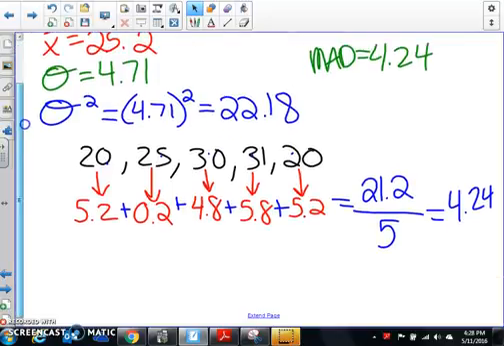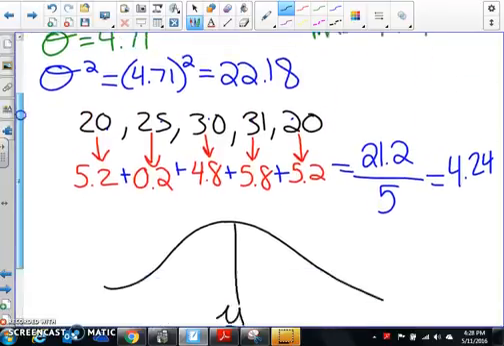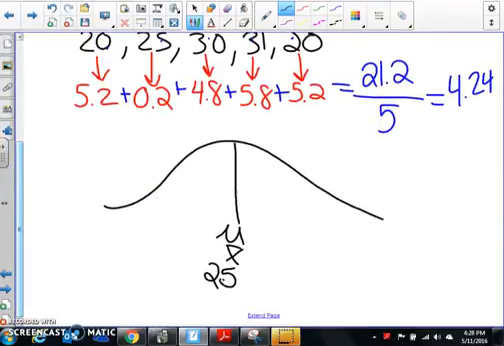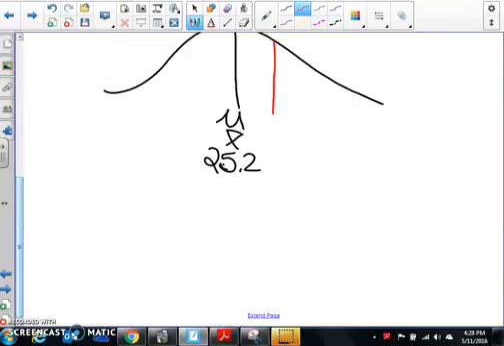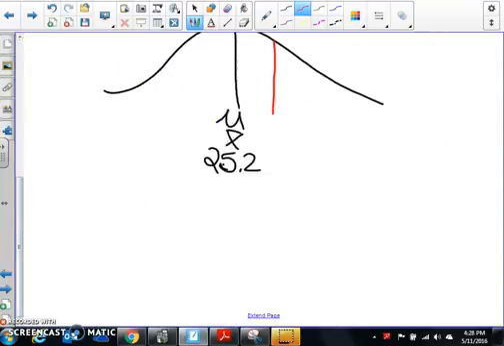Okay, actually, let's talk about this just for a second, because I know the standard deviation. All right, if you have your bell curve, our mean, which is our X bar, is 25.2. So the standard deviation is 4.71. So one standard deviation away, I would add 4.71 to 25.2, and that would give me 29.91. So this is one standard deviation.